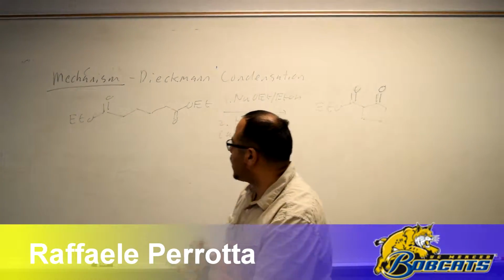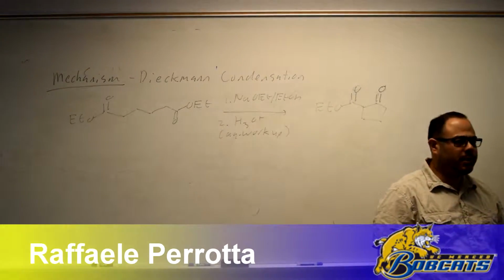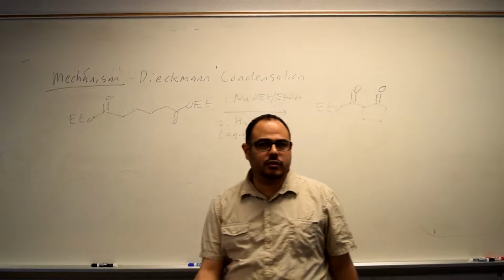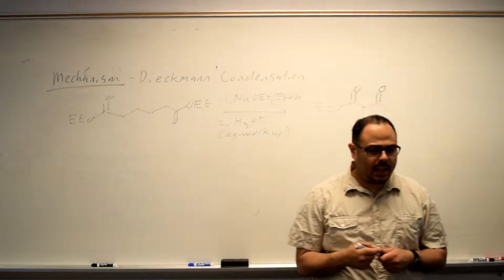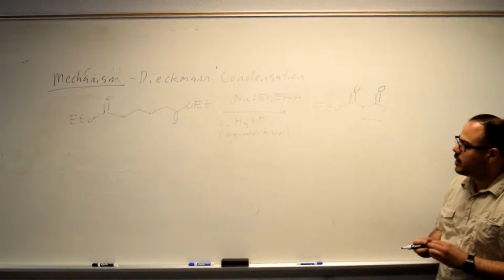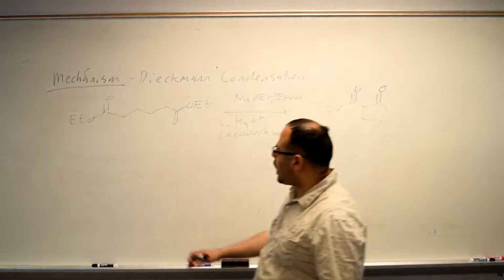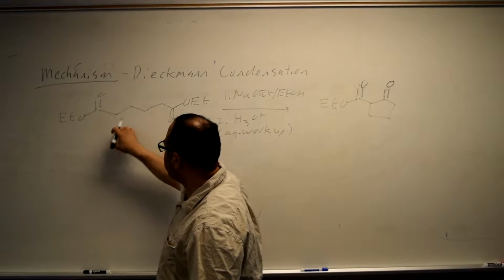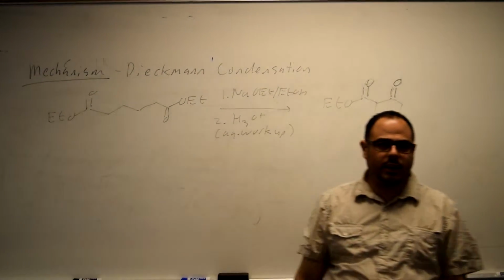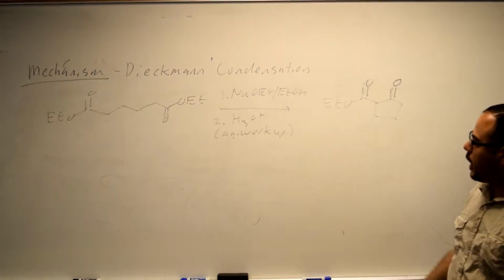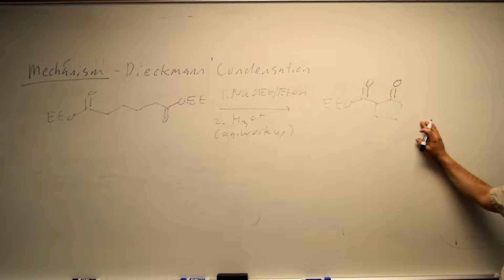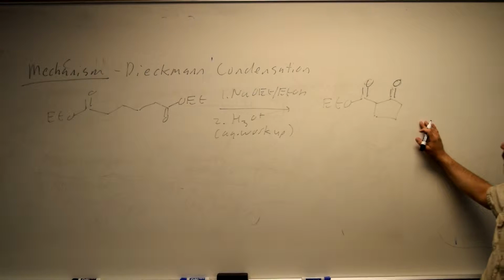I'm going to do a mechanism video on the Dieckmann condensation. The Dieckmann condensation is an intramolecular Claisen condensation. That's all it is. We're going to do this diester, which has 6 carbons in totality, this diethyl ester, with sodium methoxide and ethanol, and then an aqueous workup step to make this 5-membered beta dicarbonyl.